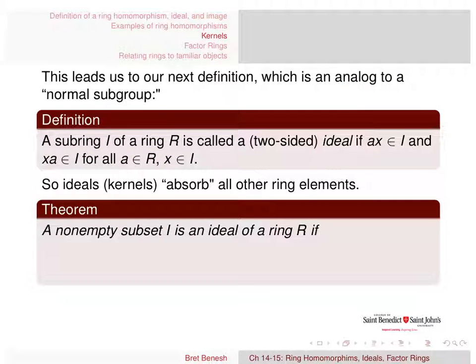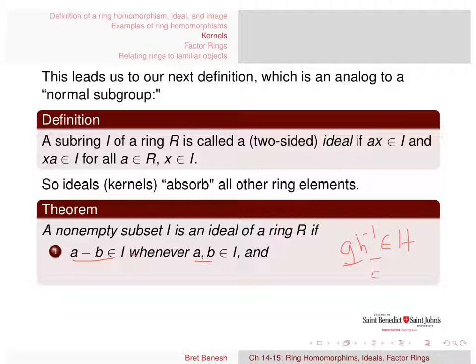So they absorb. So here's a theorem. Let's suppose you have a non-empty subset. Then the non-empty subset is going to be an ideal if a minus b is in there whenever a and b are in I. What this is, it's basically like gh inverse belonging to a subgroup H whenever g and h are in there.